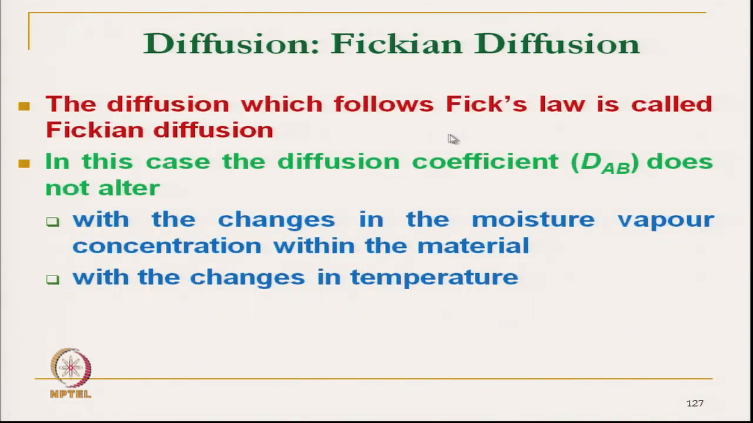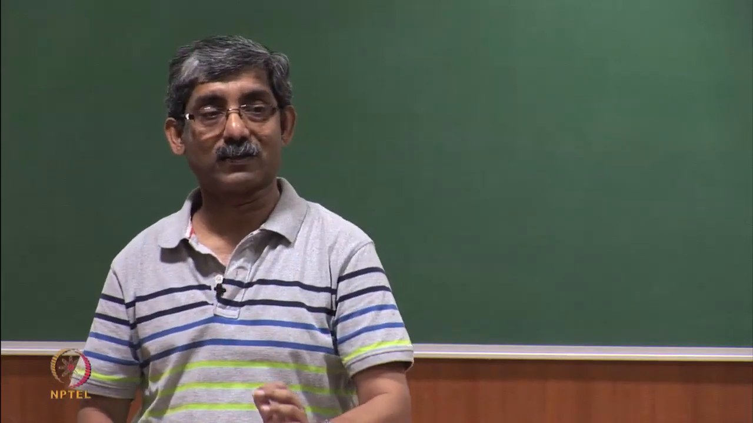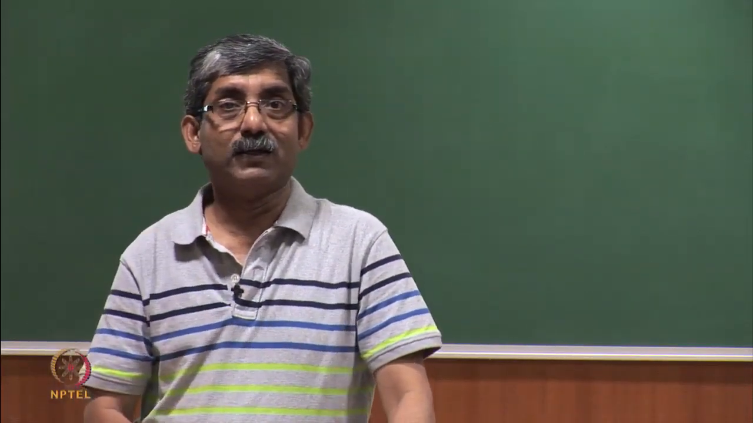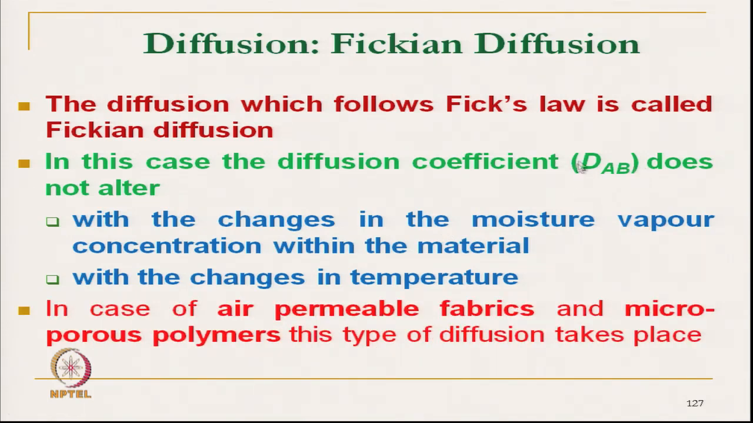The diffusion which follows Fick's law is called Fickian diffusion. Fickian diffusion takes place through the air pockets. Only if we can create air pockets within the fabric structure or yarn structure, then diffusion will take place. In this case, the diffusion coefficient is constant and does not change with temperature and moisture vapor concentration. In the case of air permeable fabric and microporous polymer, this type of diffusion takes place.